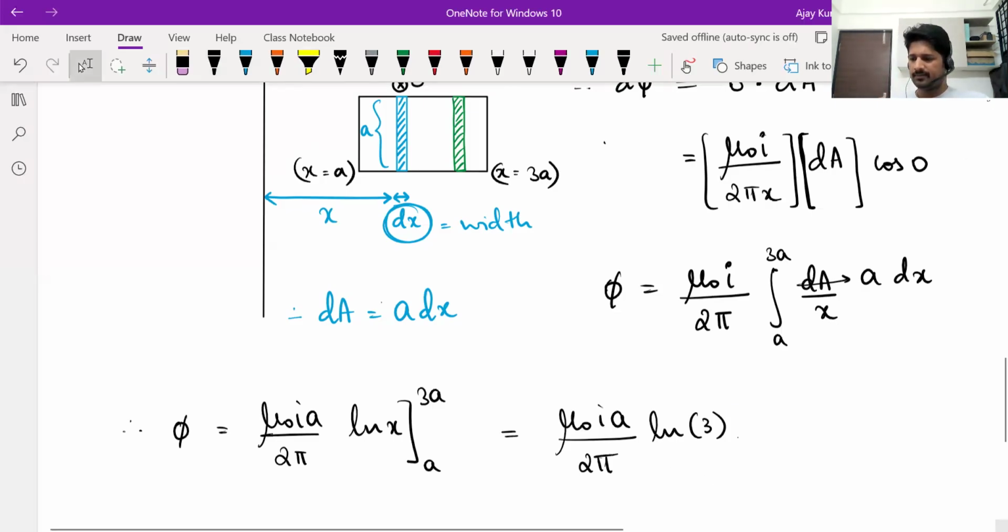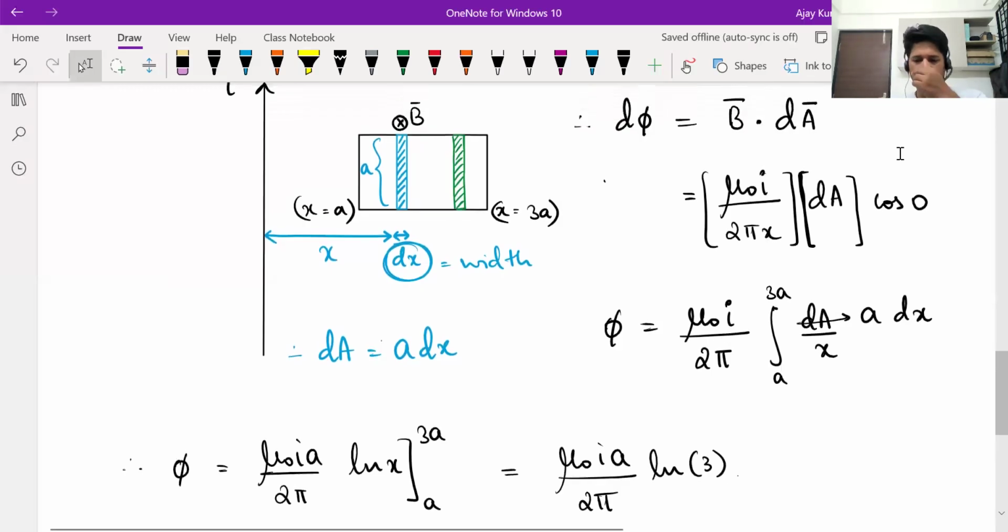Any doubts in this? Anyone? Then will this derivation come for CBSE board exam or something? Okay, sir. It could.